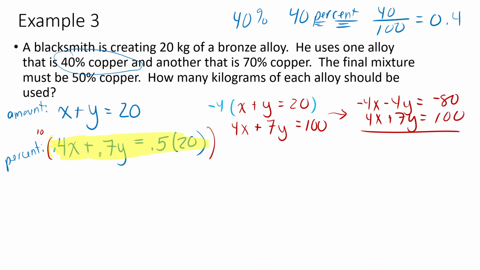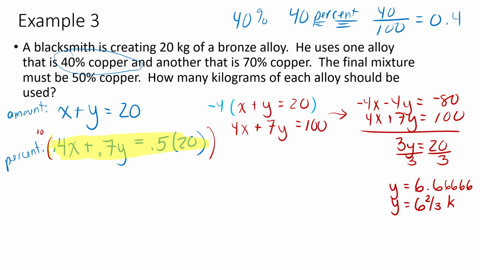-4x plus 4x is 0. -4y plus 7y is 3y. And -80 plus 100 is 20. Divide both sides by 3. And this comes out to 6.666666 forever. So I'm going to say that's 6 2/3 kilograms.